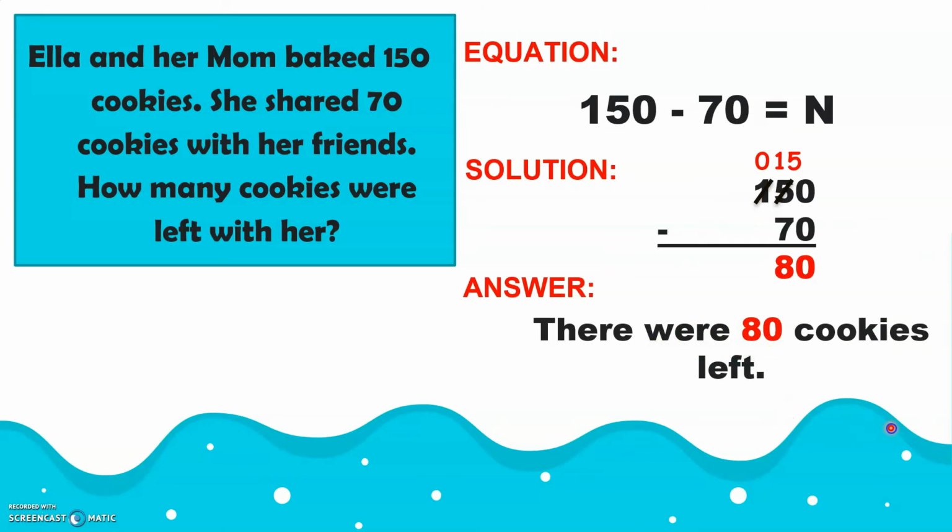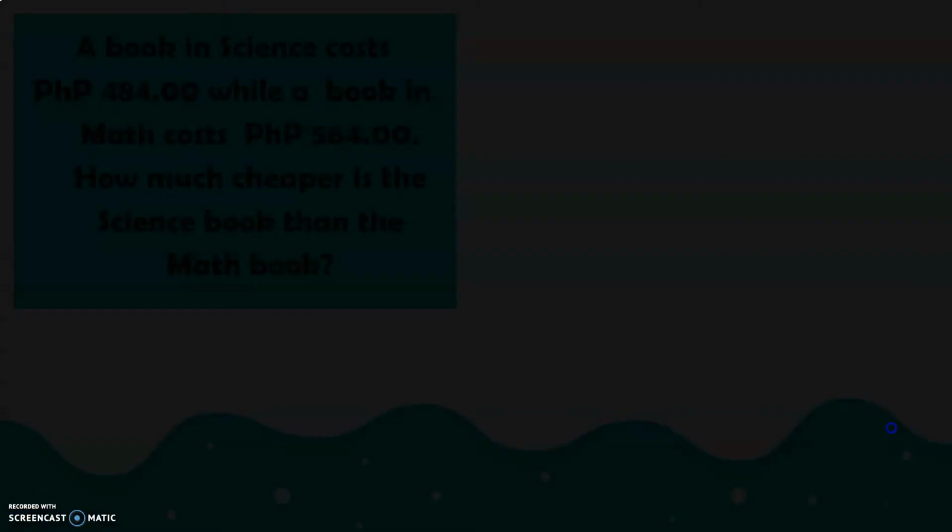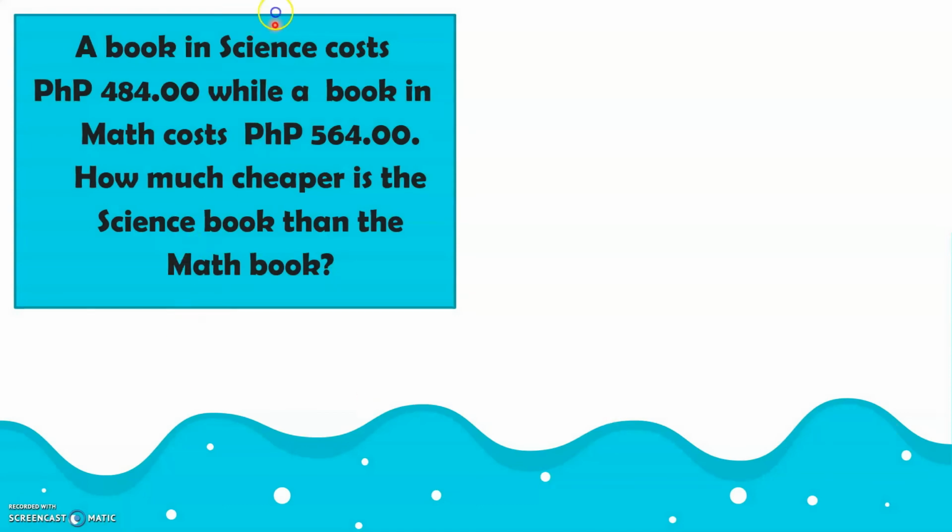Okay? Another example. A book in science costs 484 pesos, while a book in math costs 564 pesos. How much cheaper is the science book than the math book? Okay, so what is being asked in our story problem? How much cheaper is the science book than the math book?